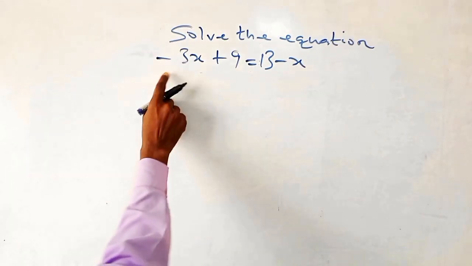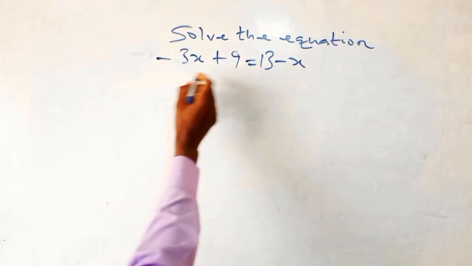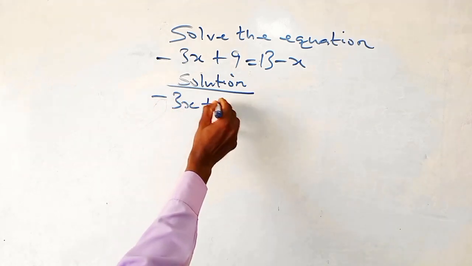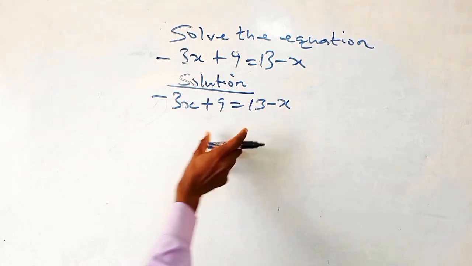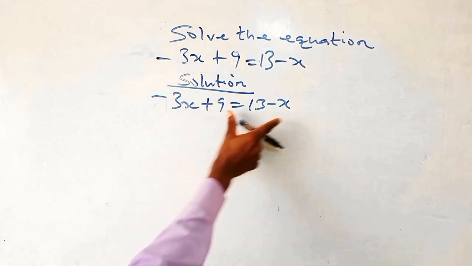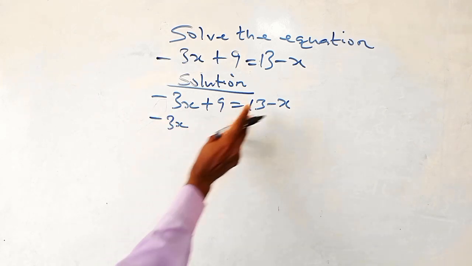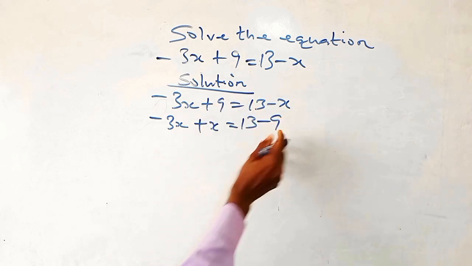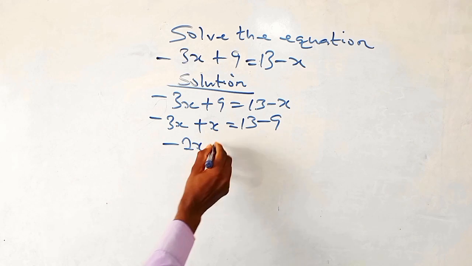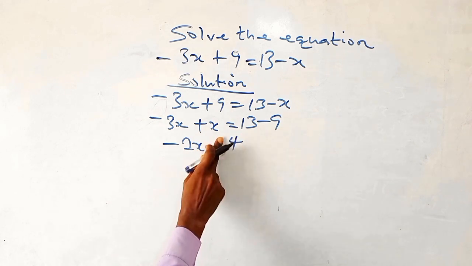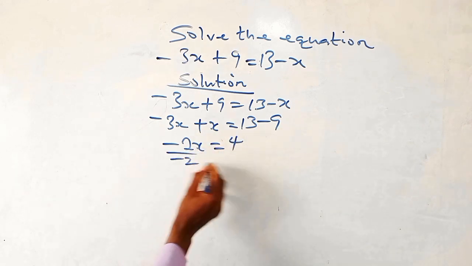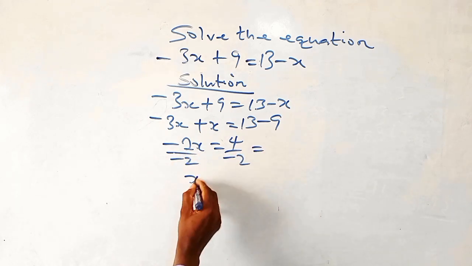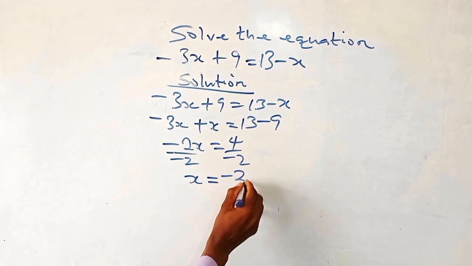Solve the equation: minus 3x plus 9 equals 13 minus x. Solution. So minus 3x plus 9 equals 13 minus x. What we do, we collect the like terms. So we have minus 3x plus x equals 13 minus 9. So here we have minus 2x, and 13 minus 9 is 4. So we divide both sides by the coefficient, which is minus 2. We have x to be minus 2.